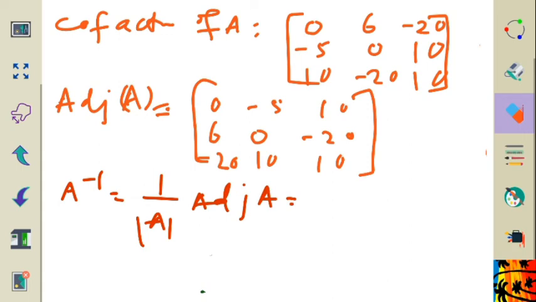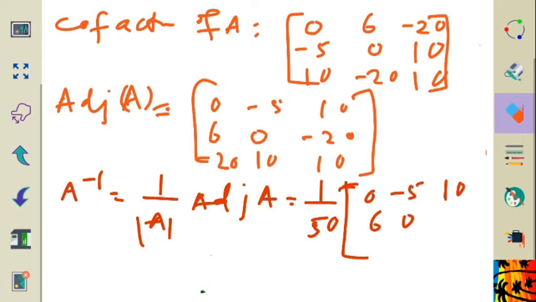Clear? That is 1 by our determinant of A. If you recall, I have found it as 50. Then adjoint. This is 0, minus 5, 10. This is 6, 0 and minus 20. This is 20, 10 and 10. Clear? Now the last thing which I am going to do, right?